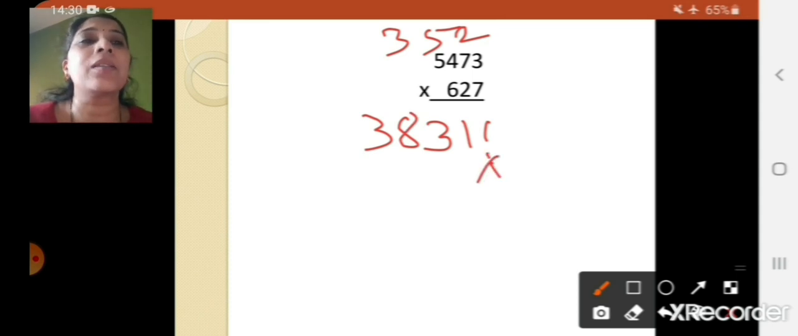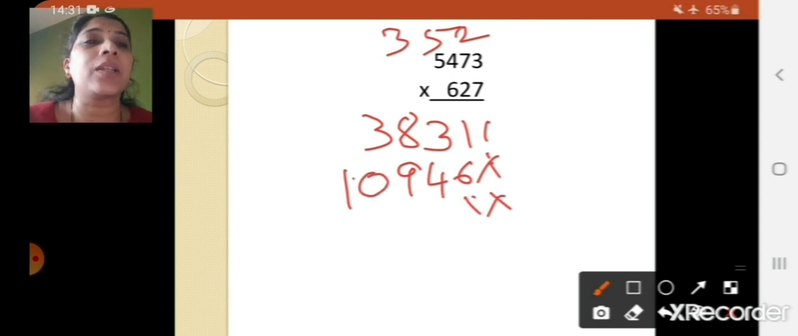Now start with the second digit. 2 threes are 6. 2 sevens are 14. So 4 written down, 1 carried over. 2 fours are 8. 8 plus 1 is 9. Then 2 fives are 10. Right? Now start with the third digit.